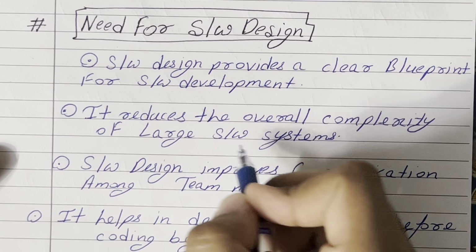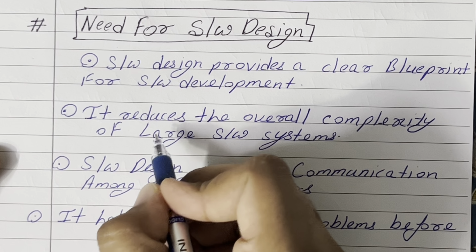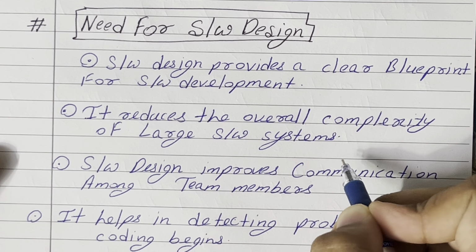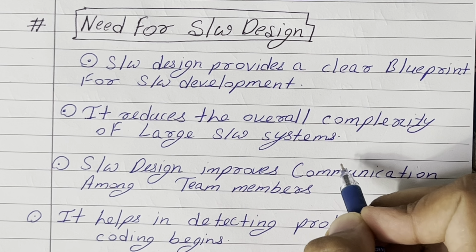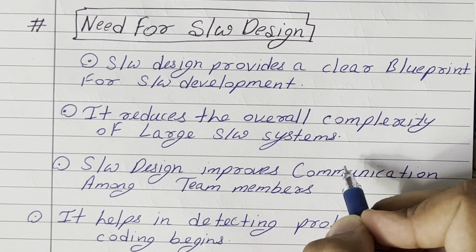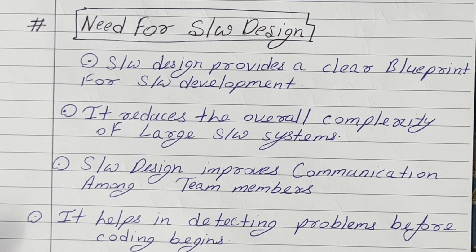Now let's talk about this point. It reduces the overall complexity of large software systems. As you know, modern software systems often consist of numerous modules, thousands of lines of code, multiple databases and several interactive components. Managing such complexity without proper planning is extremely difficult, guys.